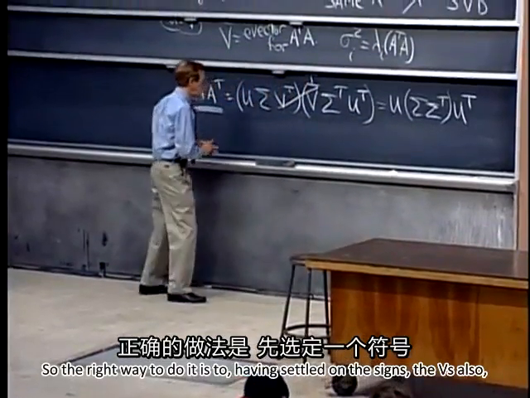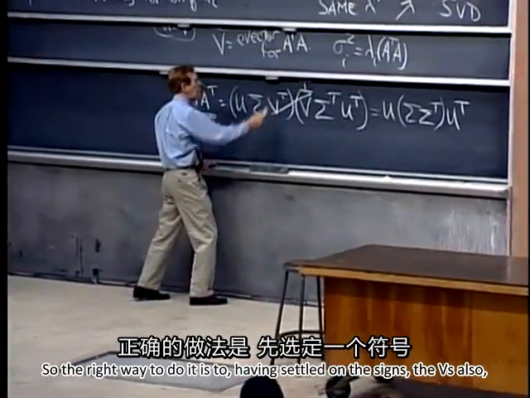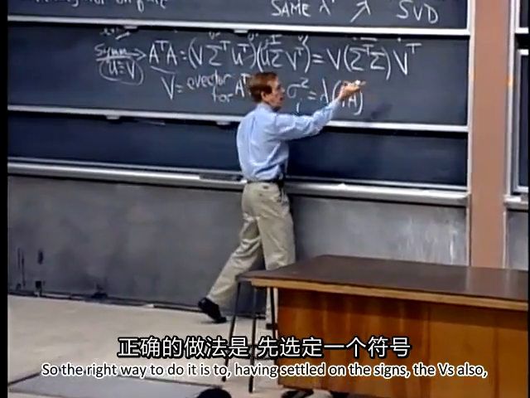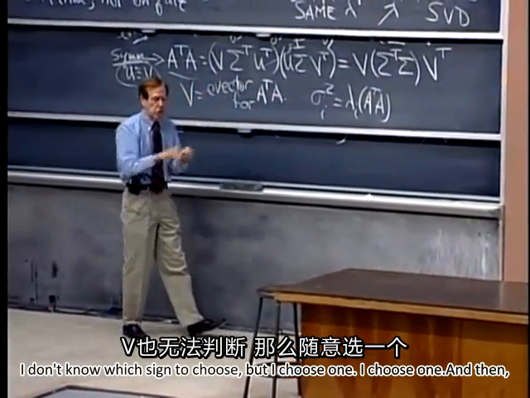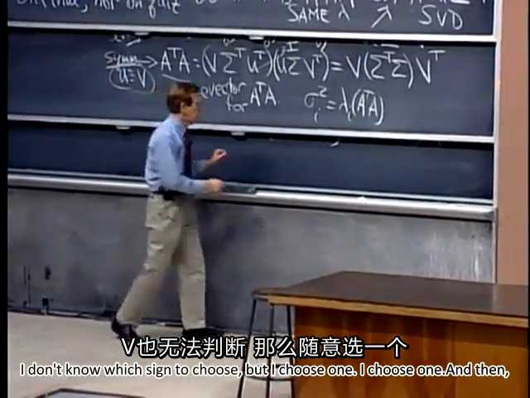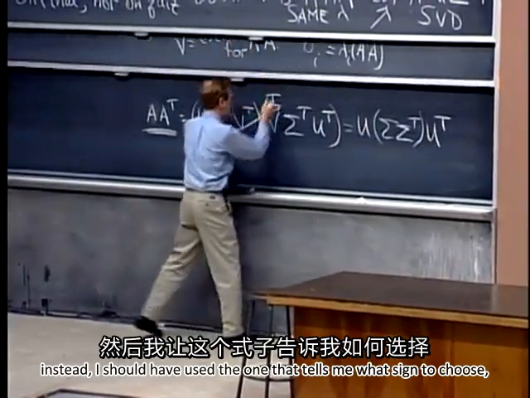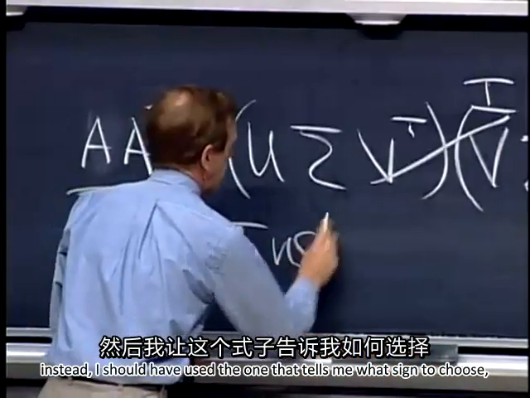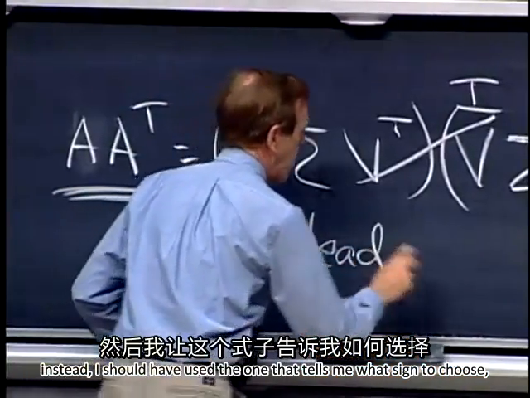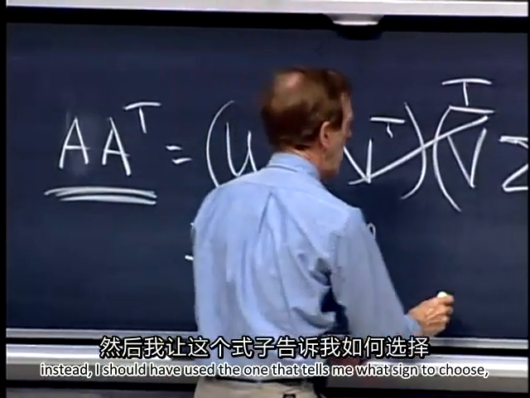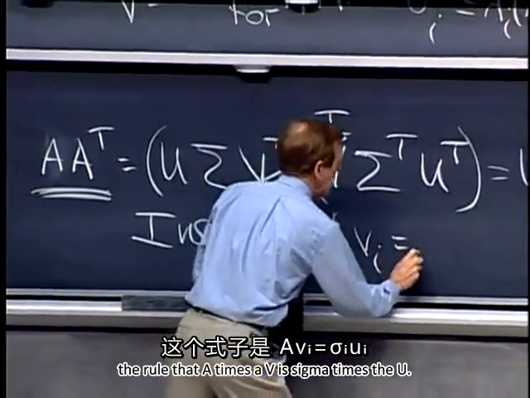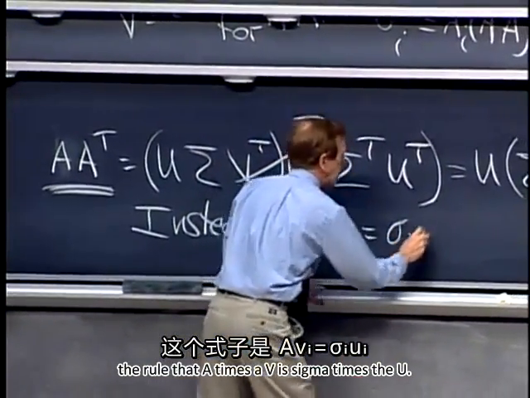So the right way to do it is, having settled on the signs for the V's, I don't know which sign to choose, but I choose one. And then I should have used the rule that tells me what sign to choose: A times V is sigma times U.